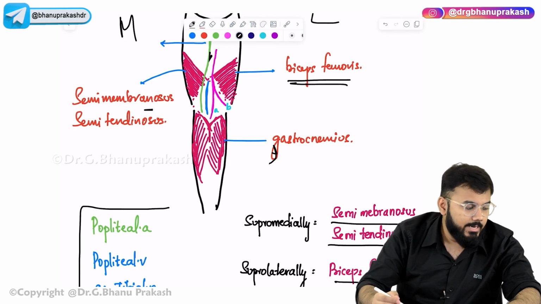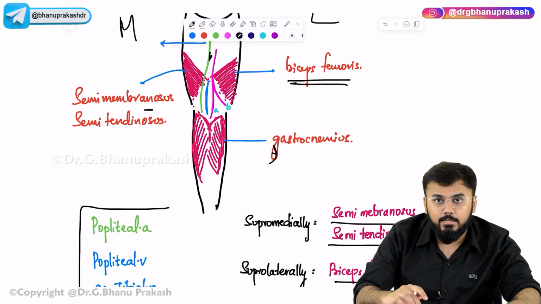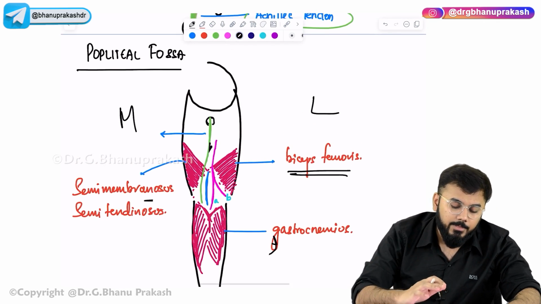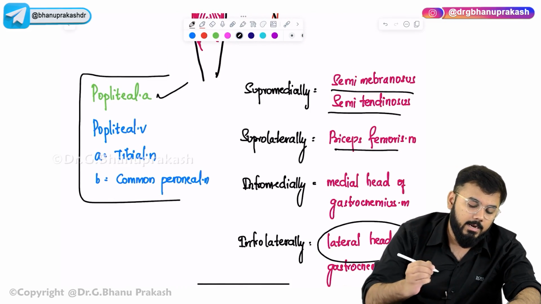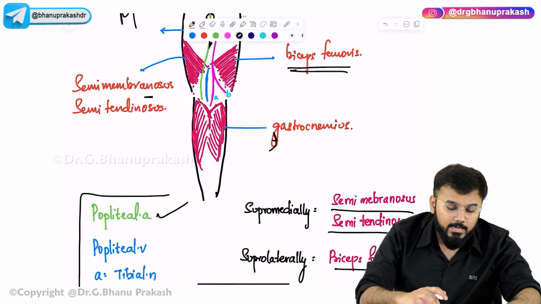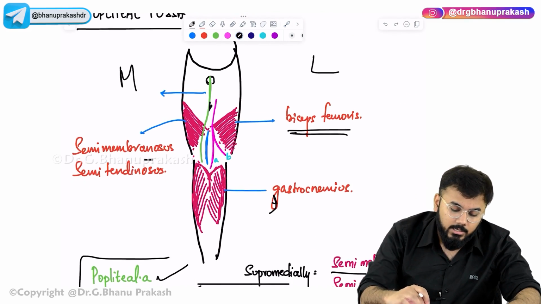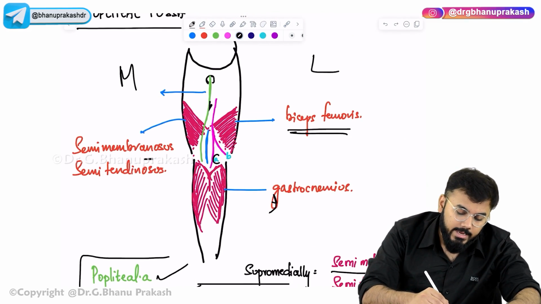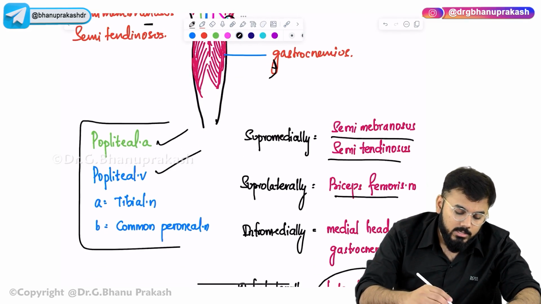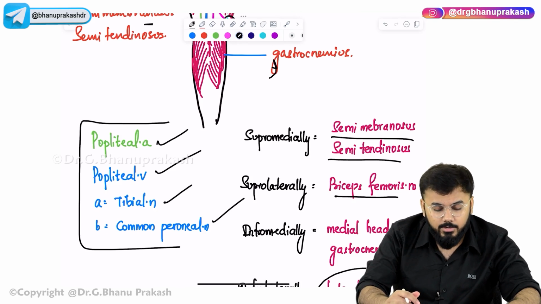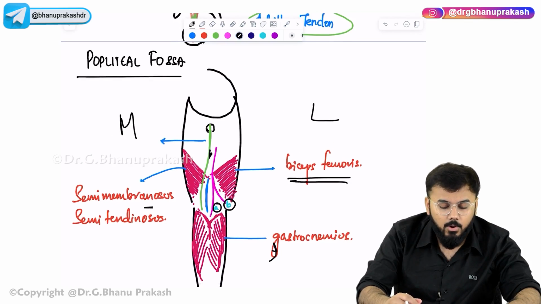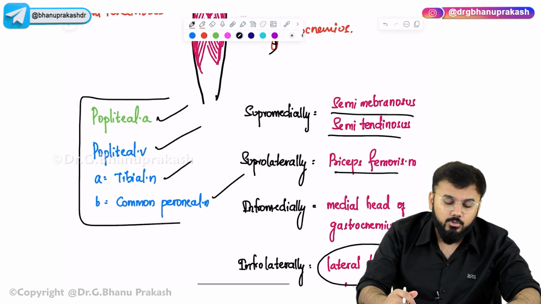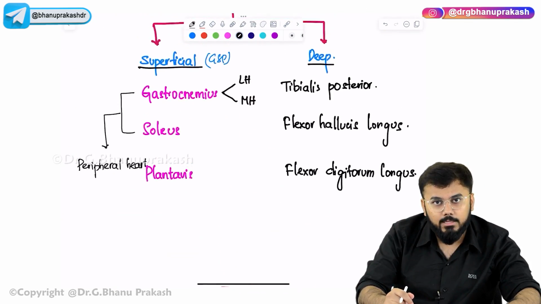Now after this, what is the next important thing which you need to know? What are the contents? Now coming to the contents, you see this green color branch which is passing here. This is called as your popliteal artery. If there is popliteal artery, there is popliteal vein. Next, you can see two important nerves. One is A, one is B. A is called as a tibial nerve, B is called as a common peroneal nerve. So these are the four important structures that form the contents of the popliteal fossa. Okay, so this is all you need to know regarding the lower limb, guys.